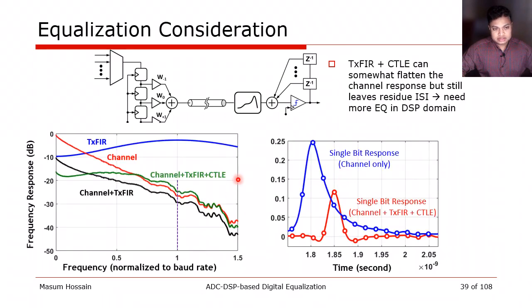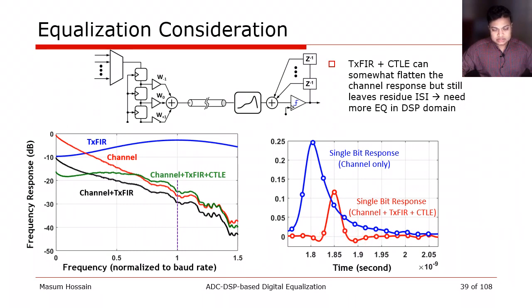However, we can deploy analog equalization techniques. From the TX FIR, I can have about 8 dB loss compensation, and CTLE can provide residual ISI cancellation, which flattens out the frequency response like this green curve shows. In time domain, we see this equalized single bit response with the red one, where things are brought down to 1 tap, but we have a bit of residual ISI in precursor and in post-cursor.